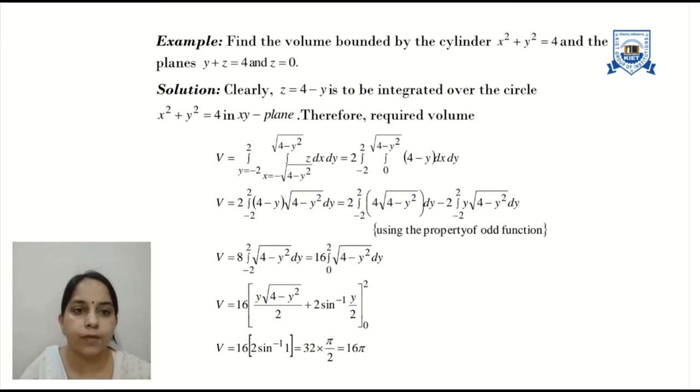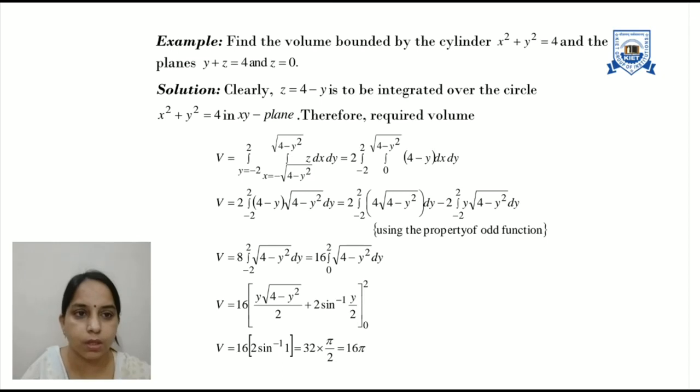So after putting the values of limits, I am integrating here using the concept of even and odd functions and using the property of definite integral. So it becomes twice integration from minus 2 to 2, integration 0 to root 4 minus y square, and then integrating 4 minus y dx dy, we get V equals twice of integration from minus 2 to 2 of 4 minus y under root 4 minus y square dy.